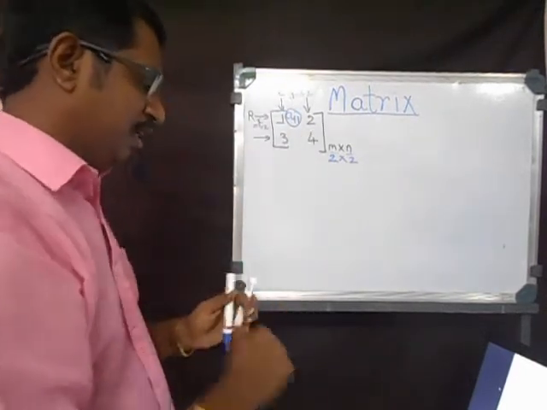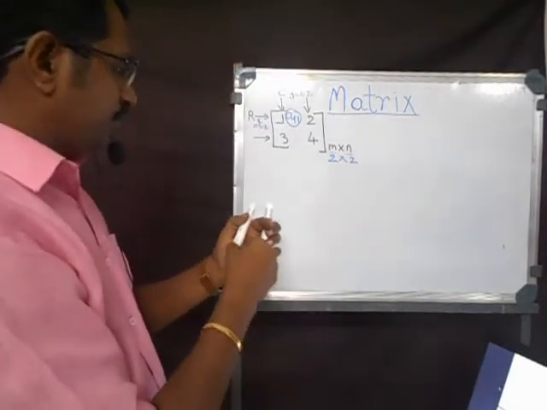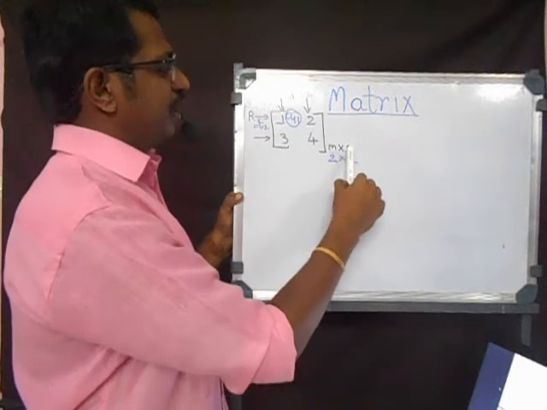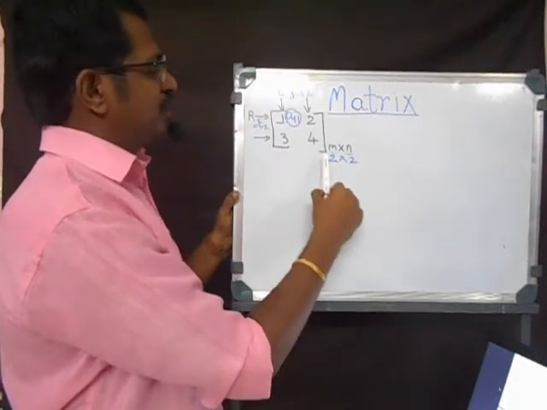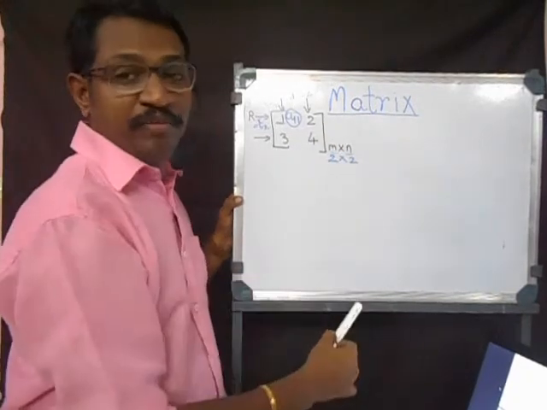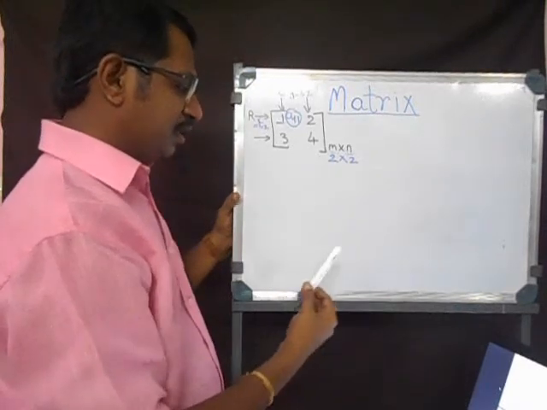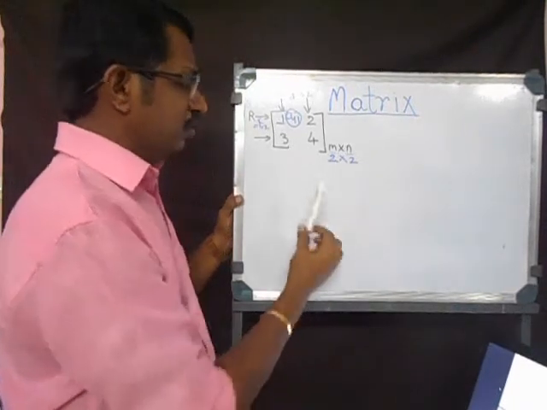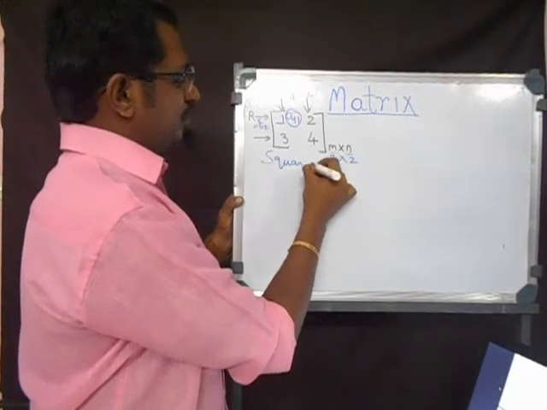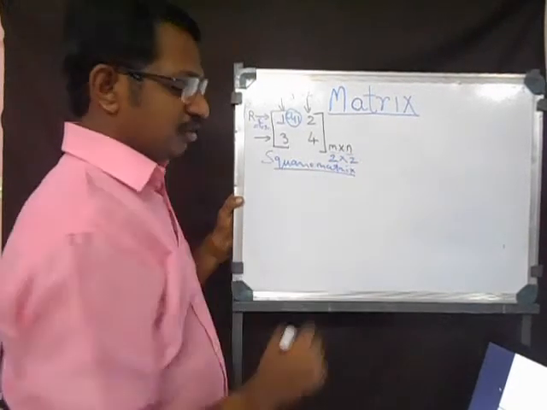So now let's see how many types of matrices are available to us. The same matrix I already wrote has order m by n, that is 2 by 2. This is called a square matrix. You see the shape is a square. There could be 3 by 3 also, 4 by 4. All these are square matrices. Square matrix means the number of rows is equal to the number of columns.